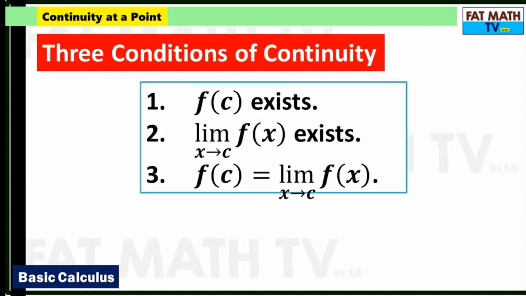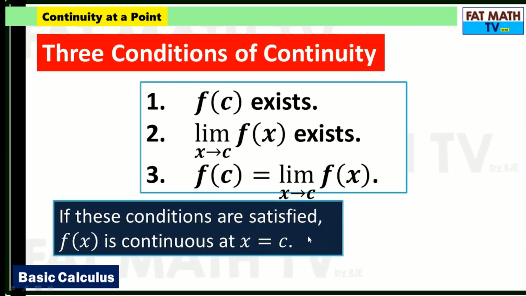Number one, f of c exists. So for a function to be continuous at x equals c, f of c must exist, and the limit of f of x as x approaches c must also exist, and these two, number 1 and number 2, are equal. So if these conditions are satisfied, f of x is continuous at x equals c.